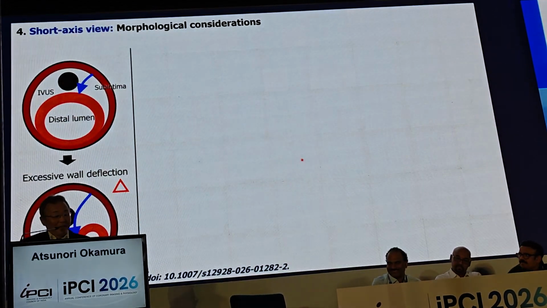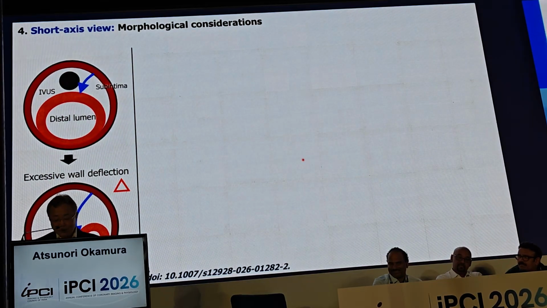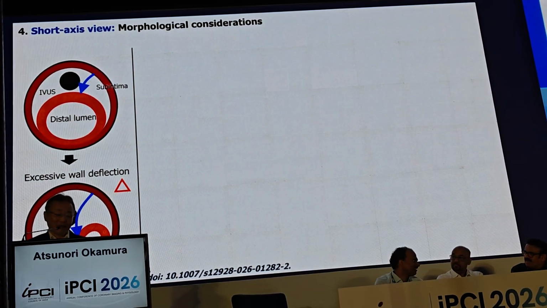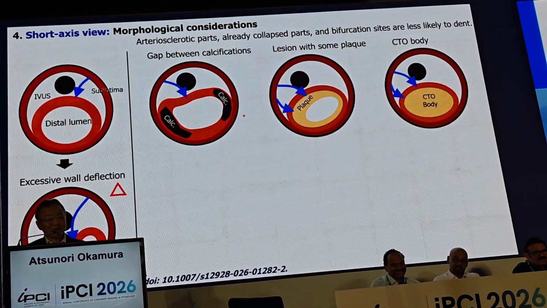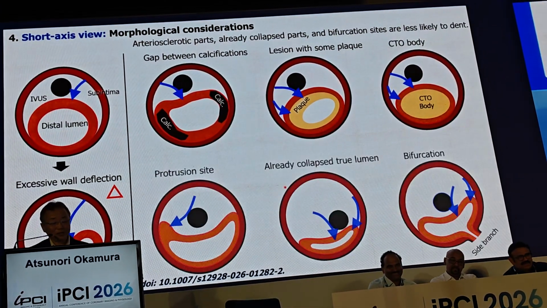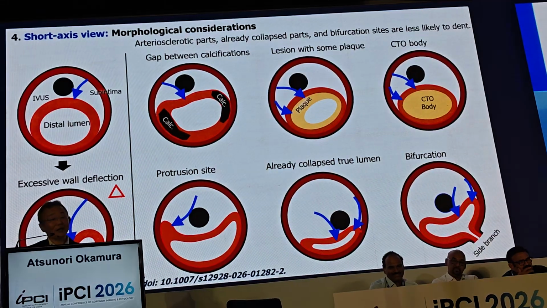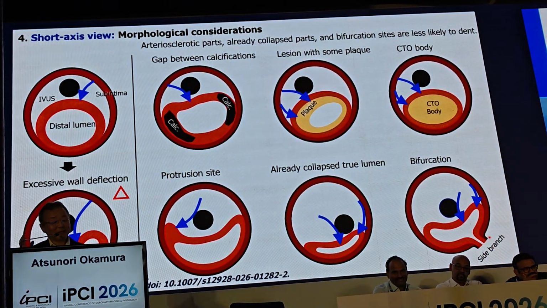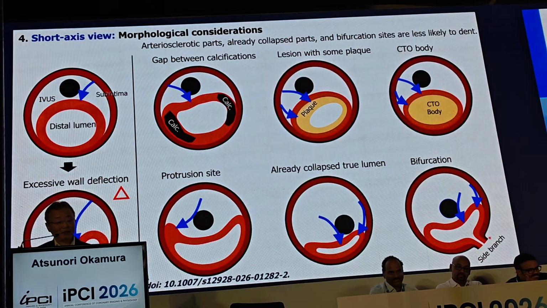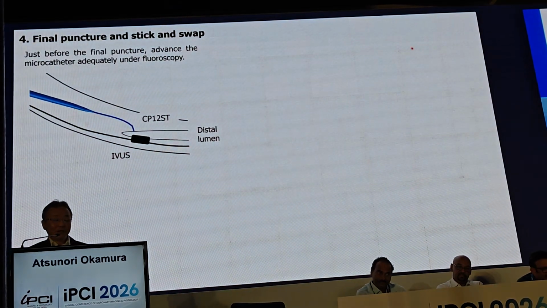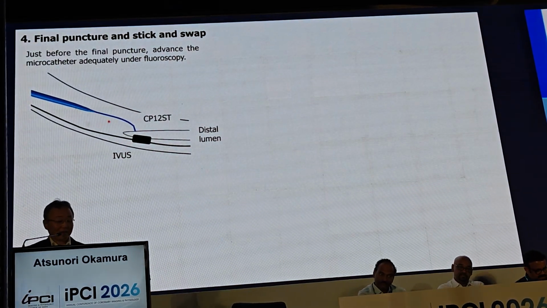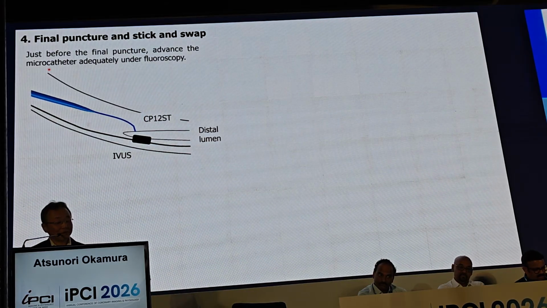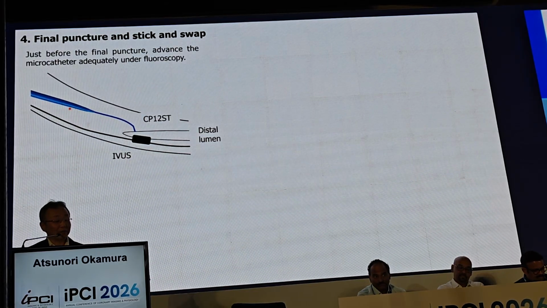And also you have to think about morphology. A nice true lumen is easily deflected. But if there is some calcification, or the CTO body or protrusion is already compressed, or there is a side branch location, that is a good candidate for the TD-ADR. So if you decide to do the TD-ADR before the final puncture, you have to see the fluoro and check the location of the microcatheter.